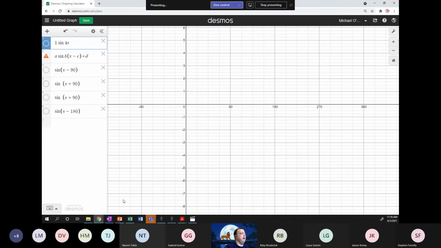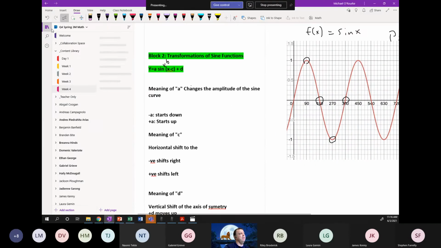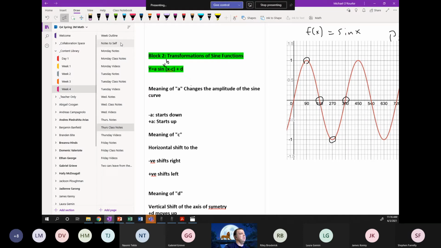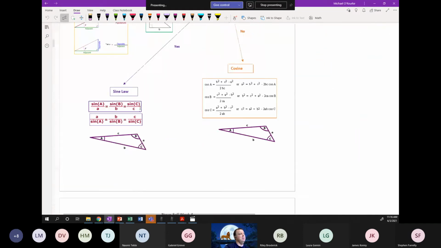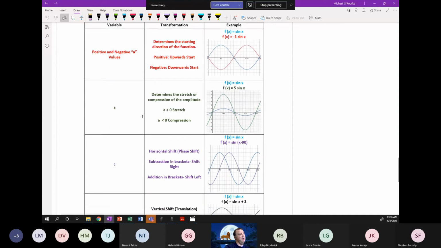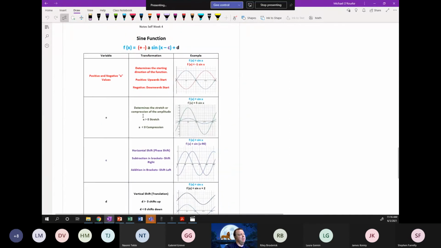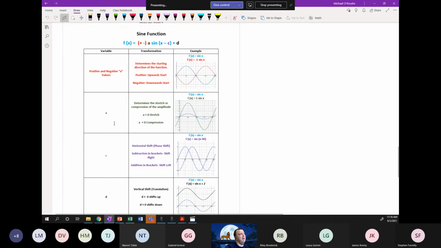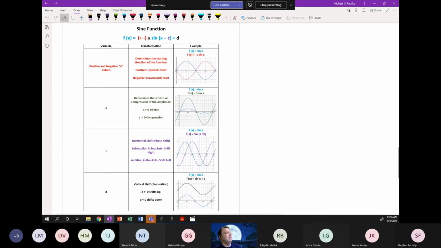So now, for you guys who have your notes of future self, your teacher was way too nice to you this week. And I wrote in all the transformations right here. Okay? And I color coded it. So if you look here, sine function, I have the plus and the minus, right? So positive determines the starting direction of the function. Positive starts up. And look here, I even color coded this. The blue one's up. We go up. Negative starts down. Okay?